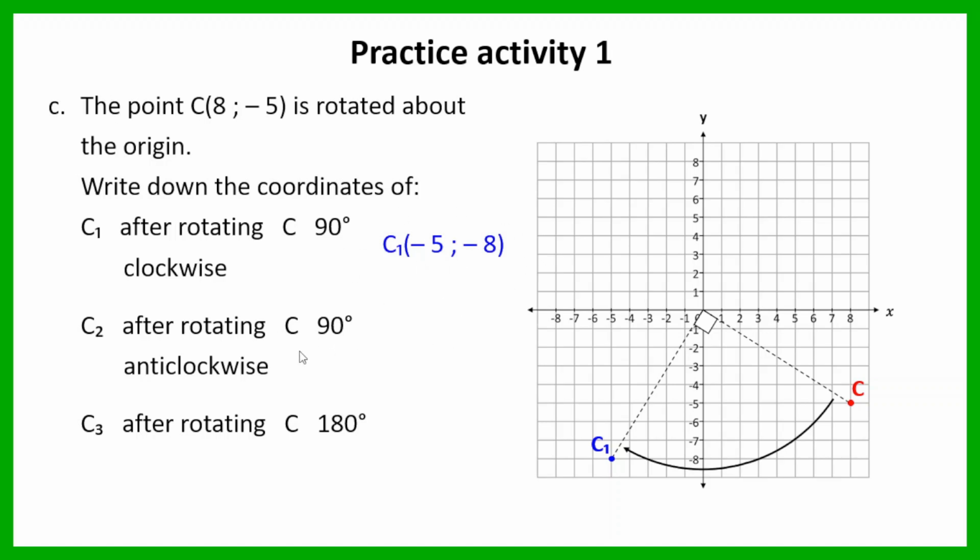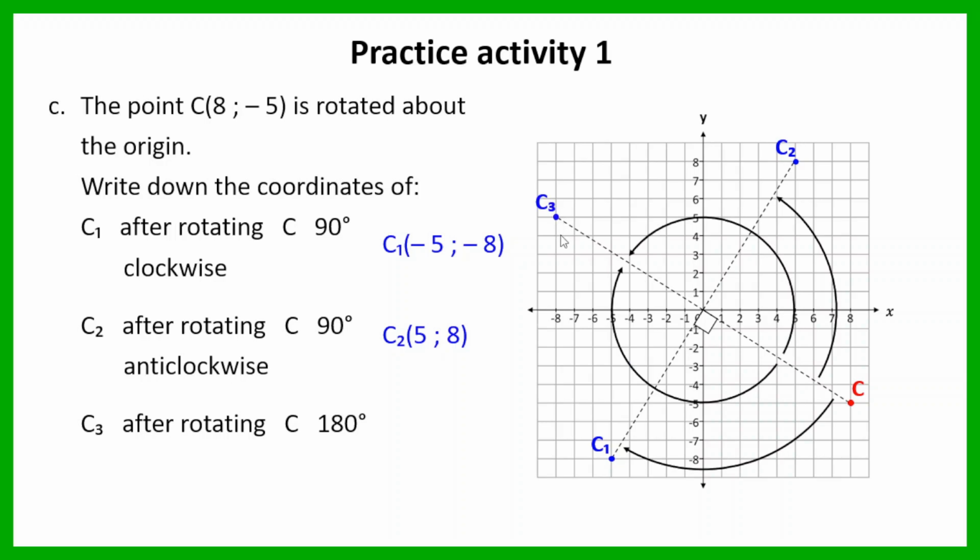Then you had to go 90 degrees anti-clockwise from C. So we're going to take C, we're going to go in the opposite direction now, 90 degrees anti-clockwise, and you should have ended up with a point over here at 5, 8. So the point C2 has the coordinates 5, 8. And then the last one we had to do 180 degrees. So if I go in this direction or if I go in this direction, I will end up with a point over here, C3, and that has the coordinates -8, 5. So that's what you should have got for each of those.